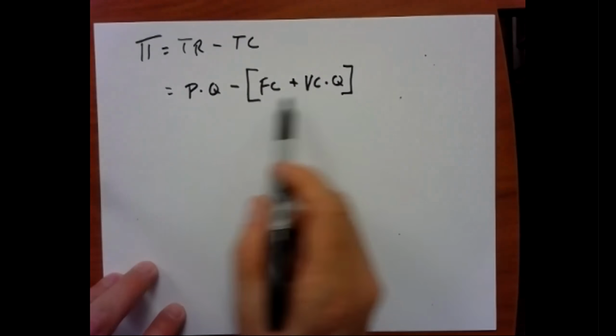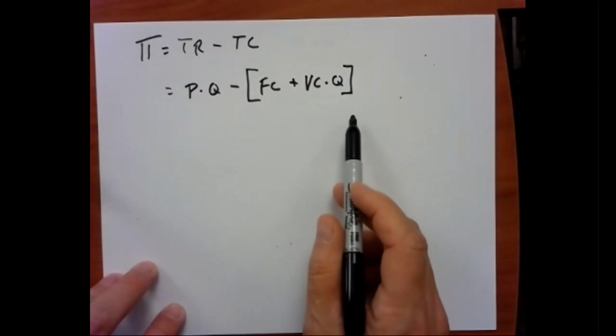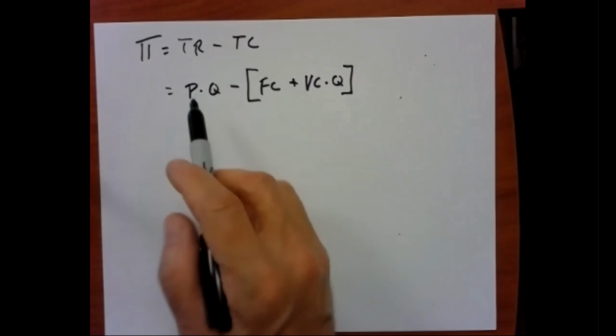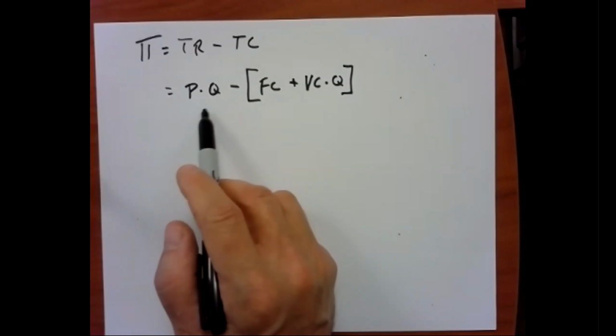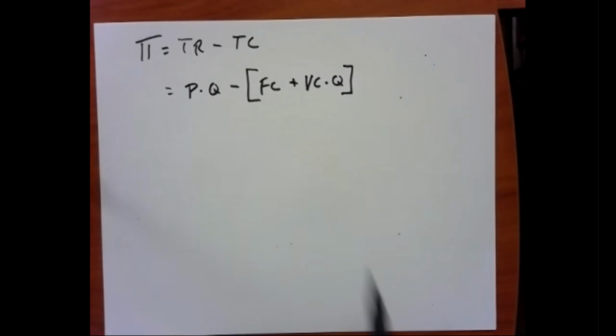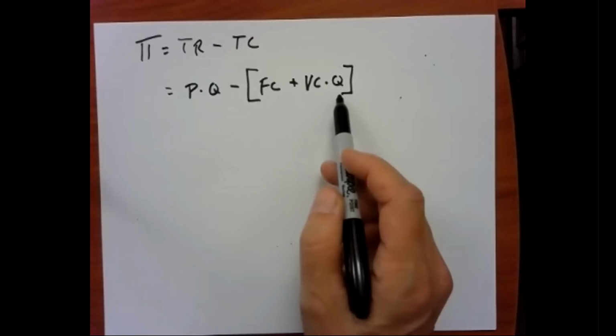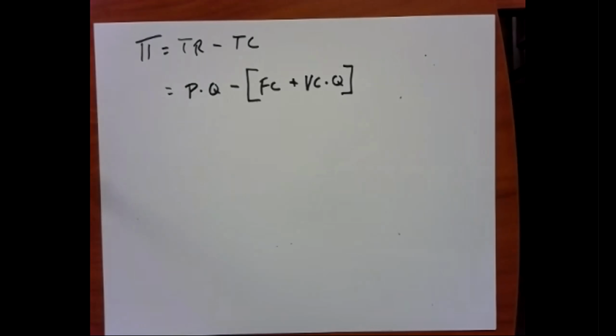And it's important to run that negative sign through when you do this. So total cost, profit is total revenue minus total cost. Total revenue is price times quantity. Price meaning the price that you charge for your services. Fixed cost, and then total cost is fixed cost plus variable cost times quantity.